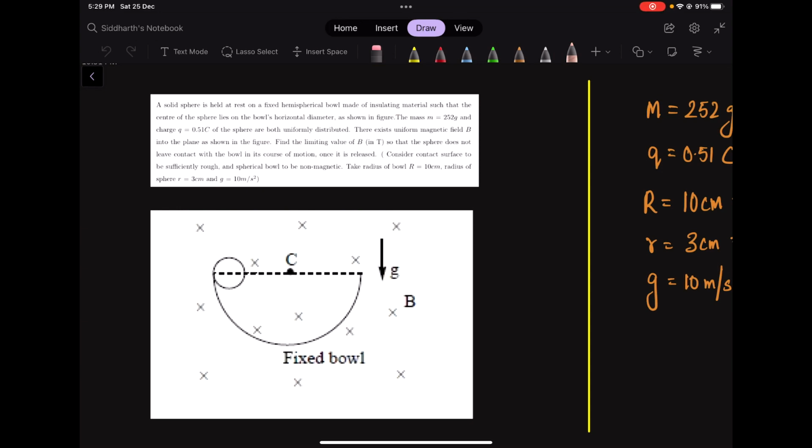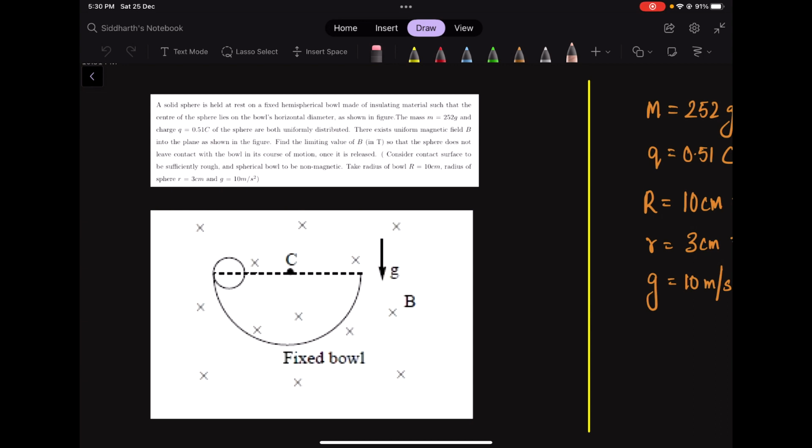Hello everyone. Today let's solve a question in physics which is a combination of the chapters magnetism, rotation and circular motion. So let's read the question. A solid sphere is held at rest on a fixed hemispherical bowl made of insulating material such that the center of the sphere lies on the bowl's horizontal diameter as shown in the figure.